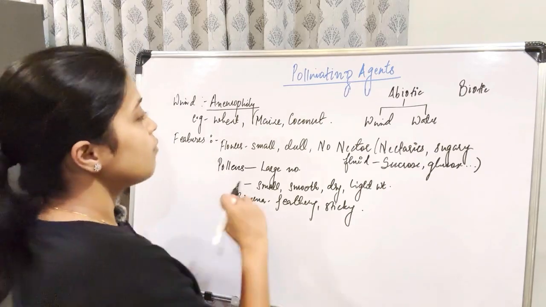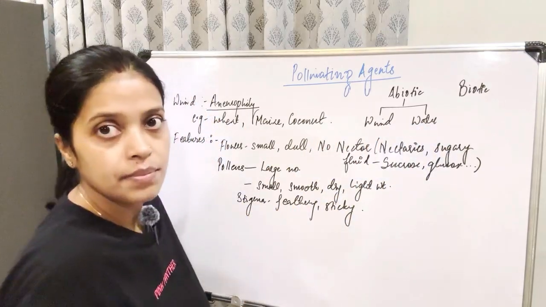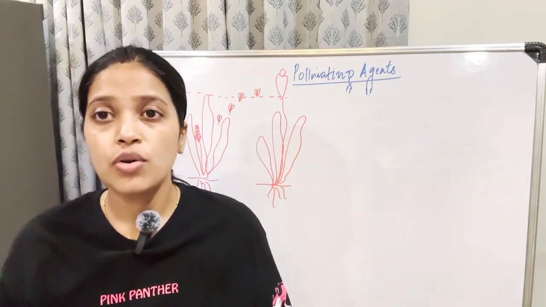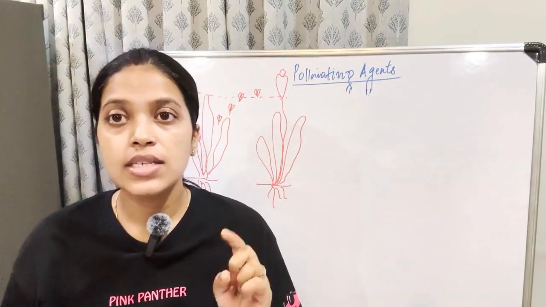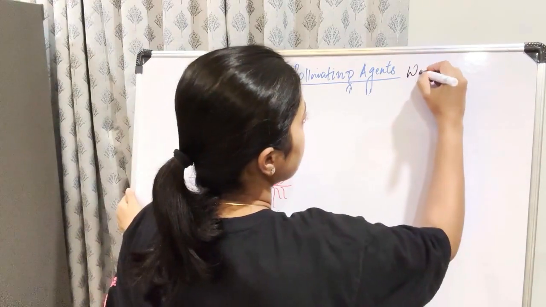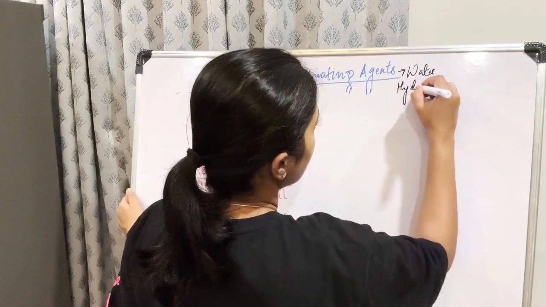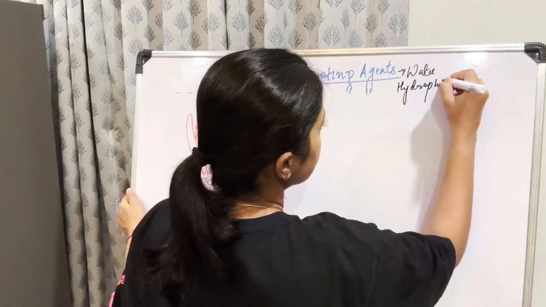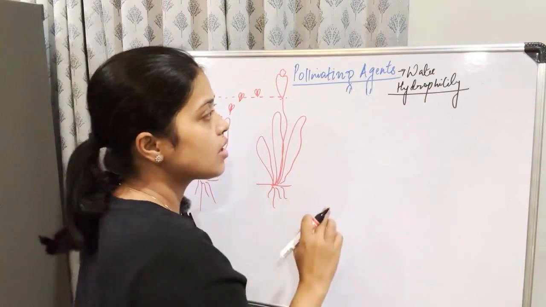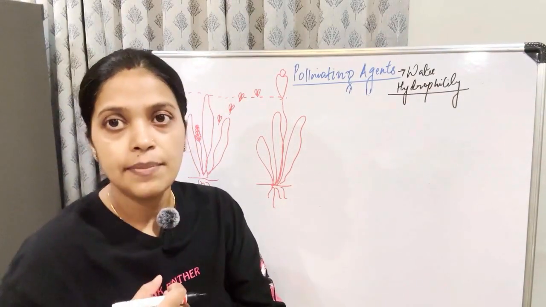Now next we'll move to the pollination via water. Okay. Next we'll talk about when the pollination of a flower is occurring via water. That is called hydrophily. So when the pollination of a flower is occurring through water, it is called hydrophily.